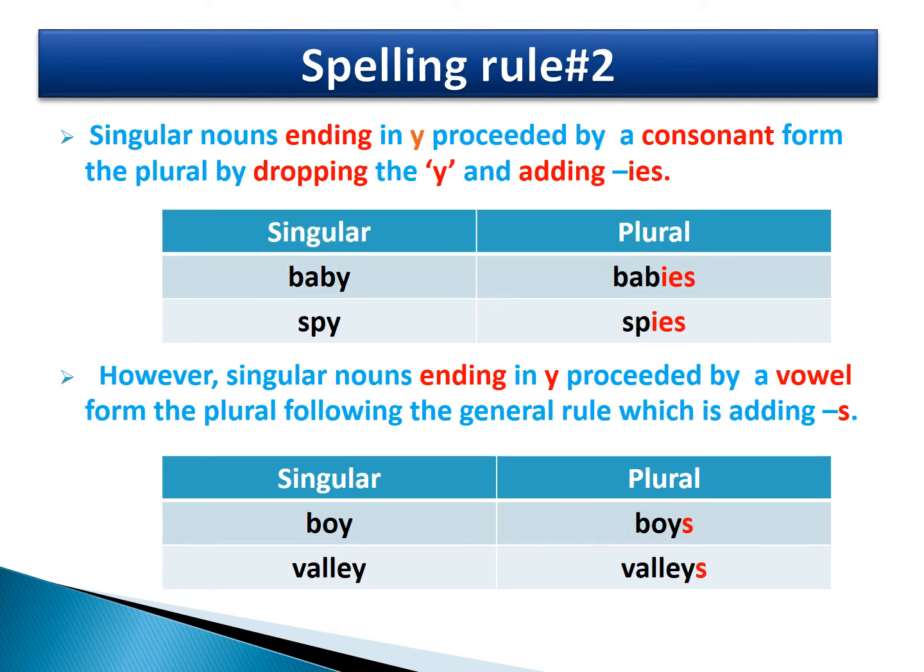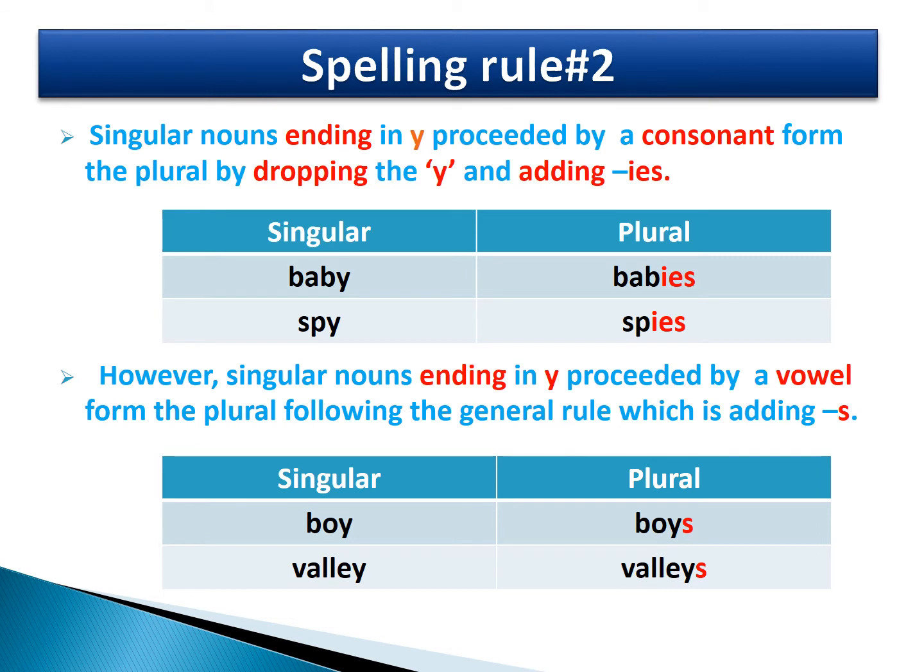Spelling rule number 2. This is about nouns ending in y, and this is very similar to something we learned before, adding s to verbs with the pronouns he, she, it. So you remember we used to look at the verb and see if before y there was a consonant, then we used to drop y and add ies to the verb, and if before y there was a vowel, then we used to leave y as it is and add s.